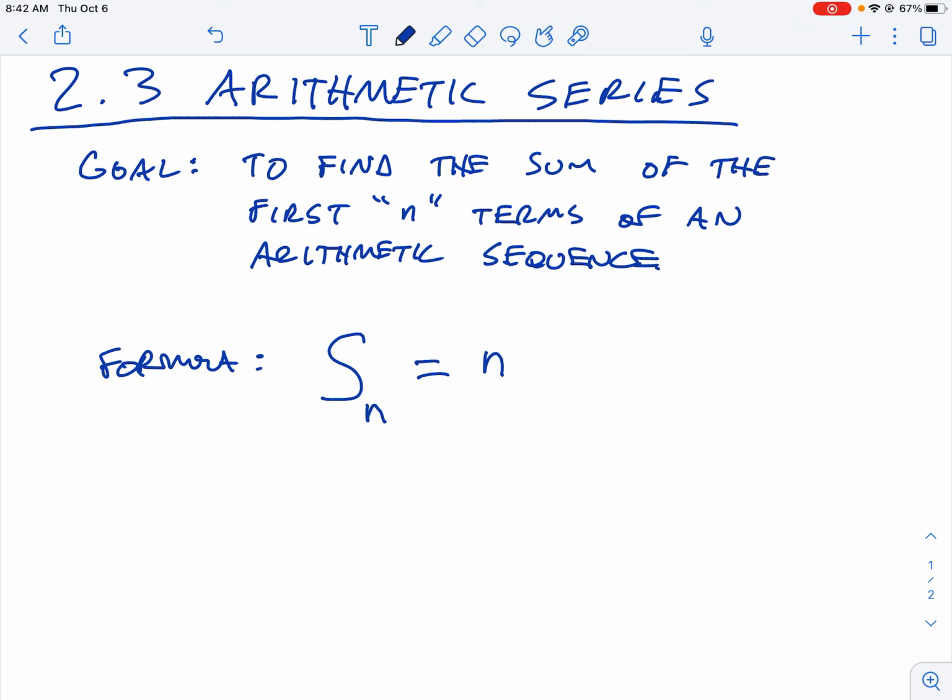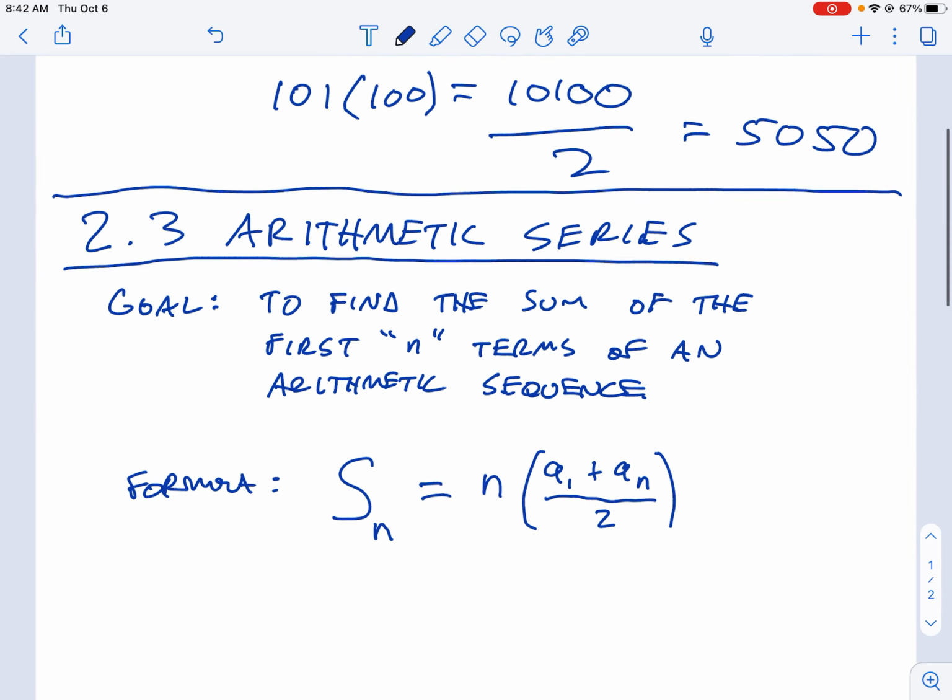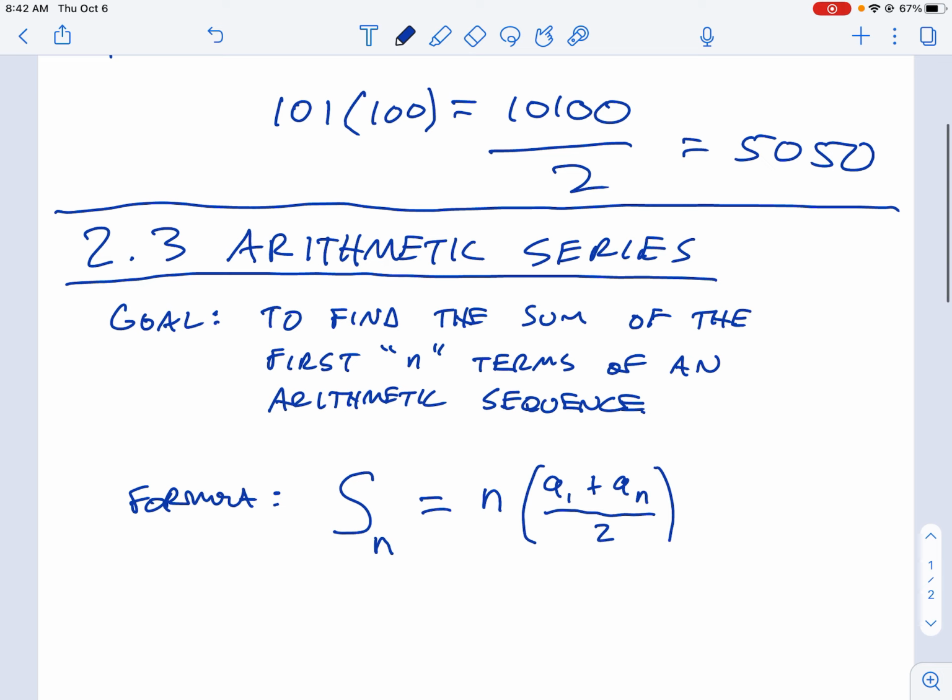And the formula goes like this. You take however many numbers there are, which is usually n, and then you multiply it by the average of the first and last number in the pattern. Okay? And so, going back to that story that I told you, that's kind of exactly what that little boy did back in the day, right? He added all the numbers together.